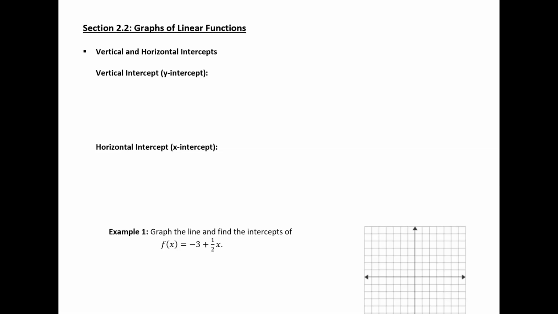In 2.2, we're going to be looking at some more graphs of linear functions, and we're going to look at some different information than what we did in 2.1. And so I want to start here first with vertical and horizontal intercepts.